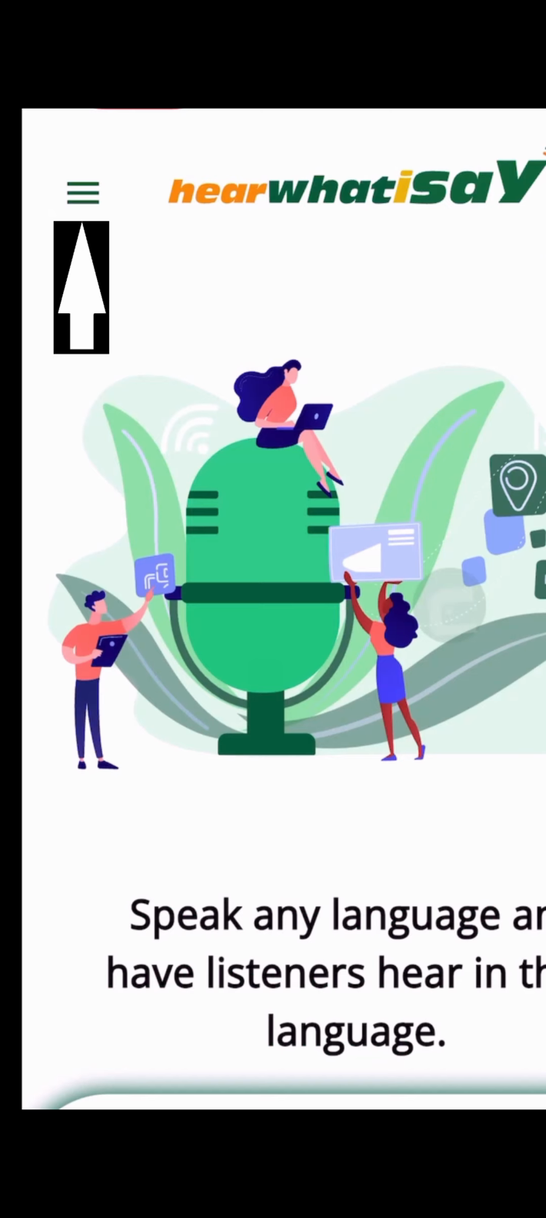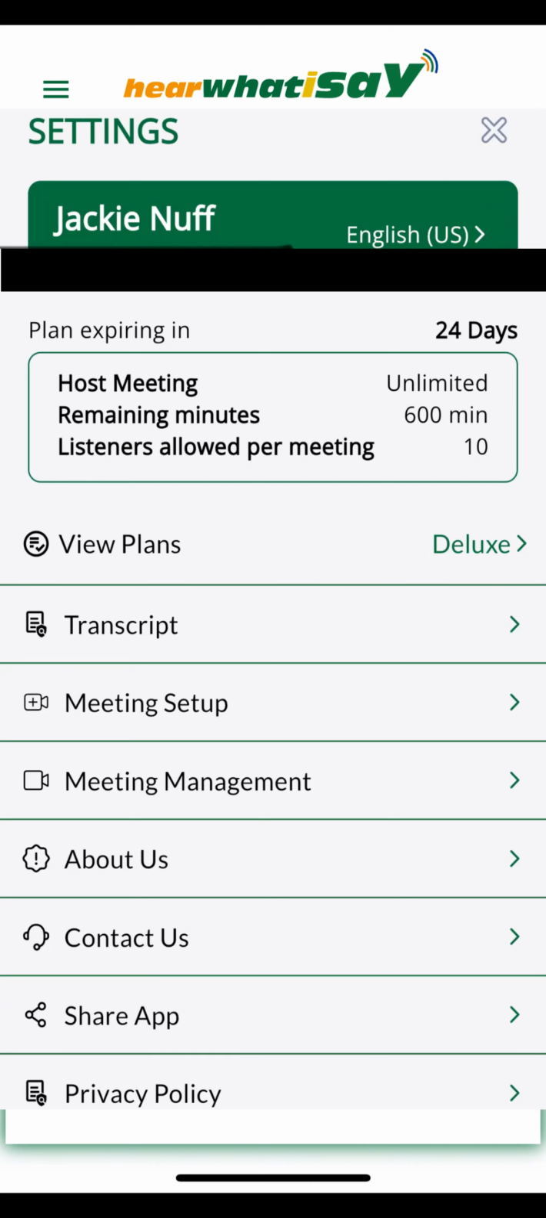On the home screen, a menu icon located in the top left corner leads to the Settings section. This menu provides several options, including the ability to edit your profile and change your language preferences. The Settings screen also displays details about your current plan, such as the remaining minutes and days, as well as the maximum number of participants allowed in your meetings. Additionally, users can subscribe to a different plan directly from this screen.